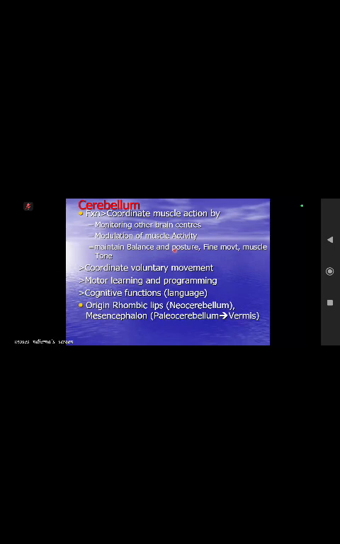Now, the cerebellum, remember, originates from the rhombic lip. Rhombic lip, that's the neocerebellum. And also, part of it, they say, originates from the mesencephalon. That's a primitive part, especially the vermis. That is the paleocerebellum. Paleocerebellum is a more primitive type of cerebellum. That's the vermis that originates from the mesencephalon. The rest of it is from the rhombic lip, specifically the metencephalon.